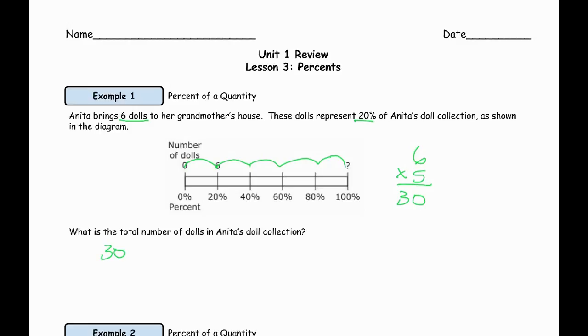Now, another way to look at this is to set up a proportion. We can do that by realizing that the 6 dolls is equal to 20% of Anita's collection, which we can write as a fraction, 20 over 100. So basically, we will get 30 as our answer if we simply reduce 20 hundredths to 2 tenths, and then we know that if we multiply both our numerator and denominator by 3, 10 times 3 is 30. So x would equal 30.